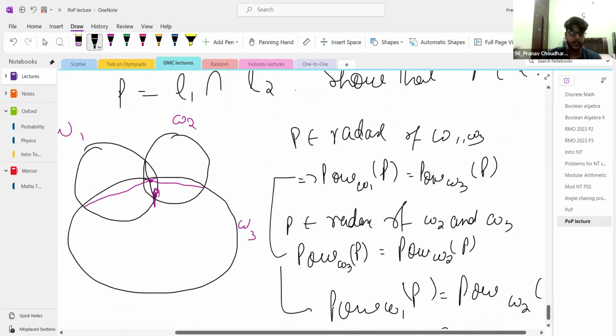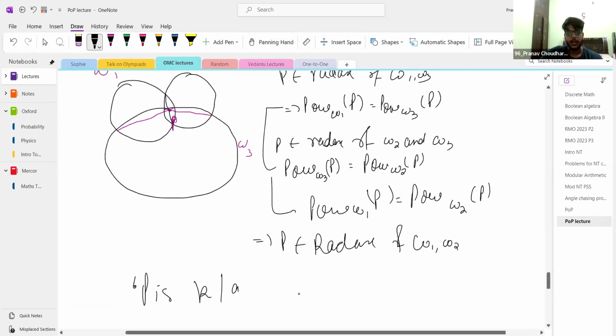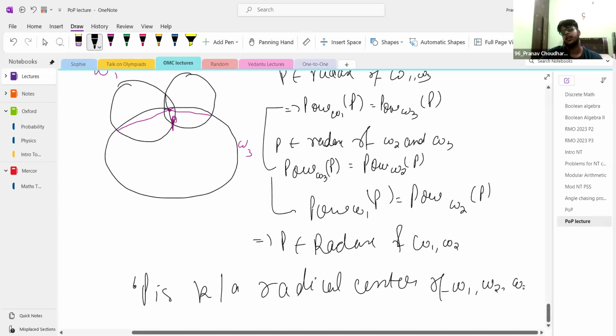So that's it for the concurrency. And P is known as radical center of omega 1, omega 2, and omega 3.